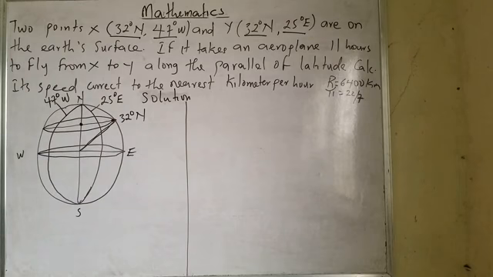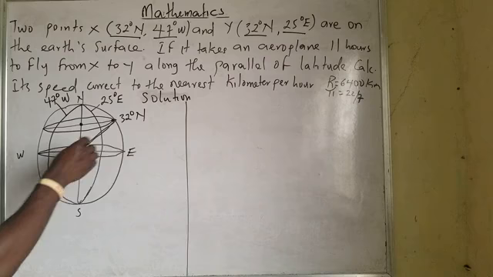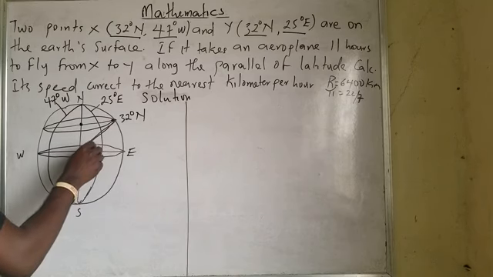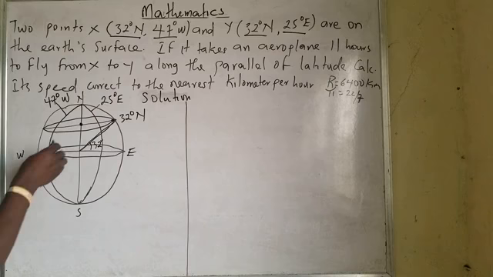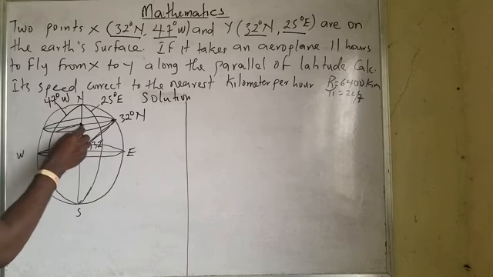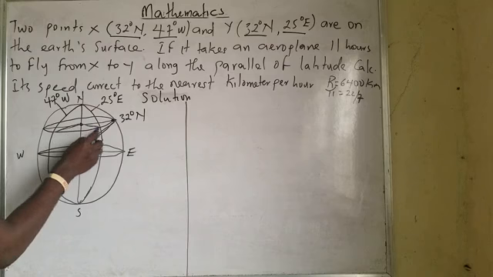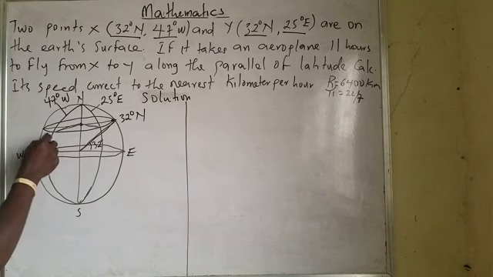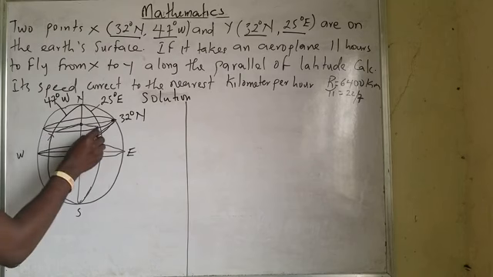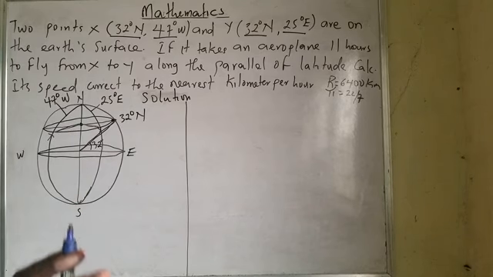And the question is asking for speed. Now, here is 32. Take note of that. And also, we are talking about from here to here, and also from here to here. That is what we are working on. It means here is x, and here is y. That is all we are to work towards.